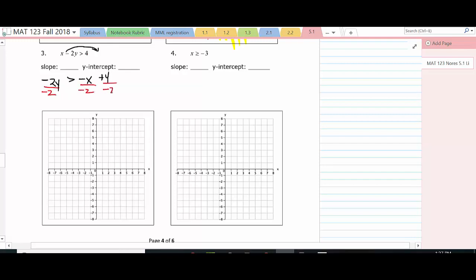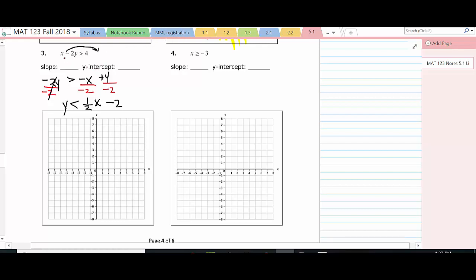Did you catch anything on that? If you divide an inequality by a negative, what do you have to do? Did you guys flip it? If you didn't, you messed up. Your answer is probably backwards. So you have to pay attention to stuff like that. So that's y less than 1/2 x minus 2. See, the two negatives divide out, leaving you 1/2 x, and 4 over -2 is -2.